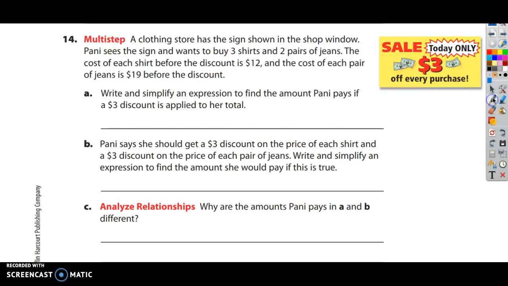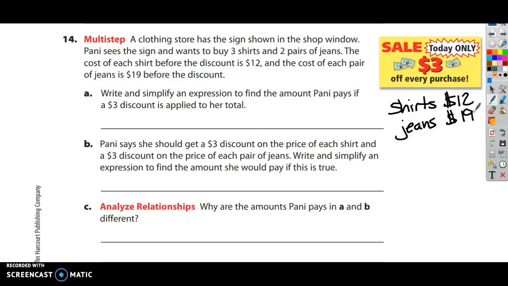I'm going to write that down right here. Shirts are 12 bucks. And the cost of each pair of jeans before the discount, $19. So jeans are 19 bucks and the shirts are 12 bucks. And that's before any discount. Question A says, write and simplify an expression to find the amount Penny pays if a $3 discount is applied to her total. So what's the expression?